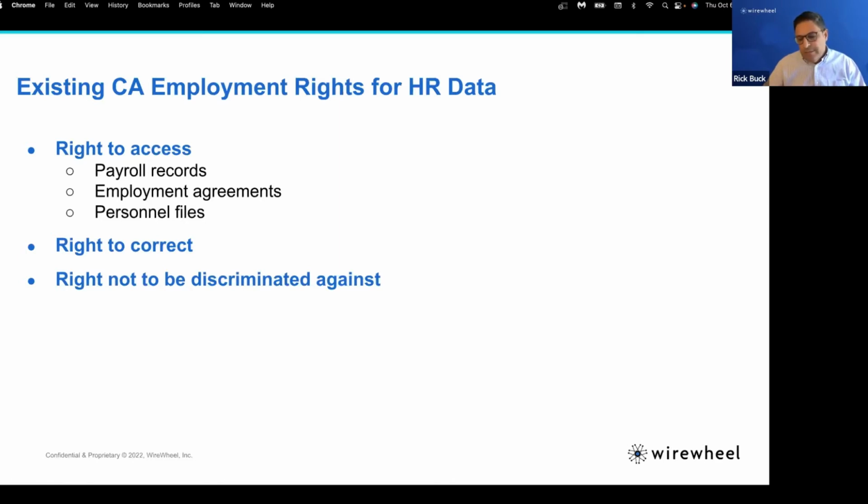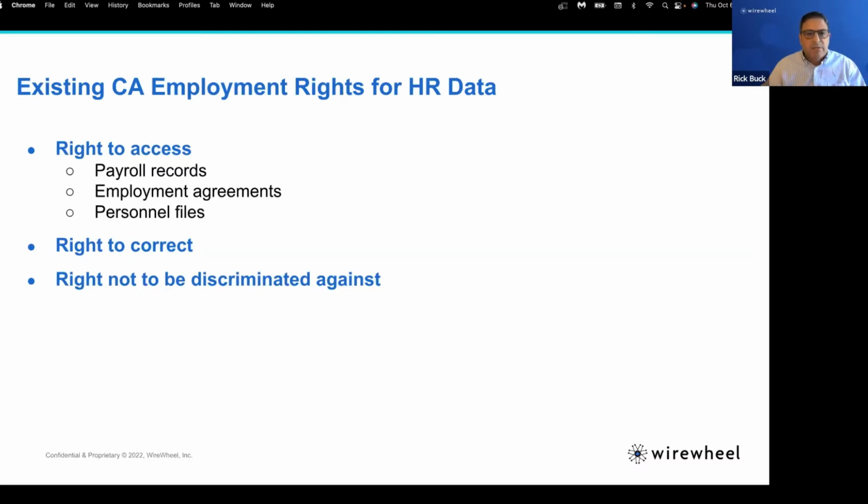What's interesting, and what many of you are probably aware of, is that prior to CCPA or CPRA, the state of California already has a series of employment rights that speak to HR data. Currently in California, employees have the right to access their payroll records, their employment agreements, and their personnel files. They have the right to correct their data, and they have the right not to be discriminated against if, for example, they refute the data or have further issues with the data.